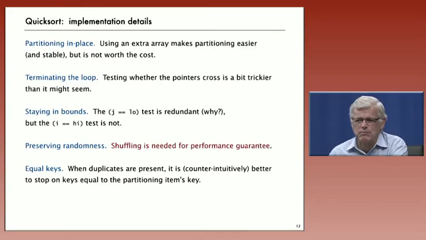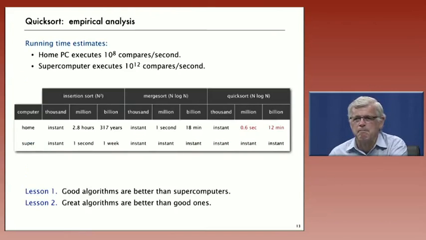But this general purpose implementation stops the pointers on keys equal to the partitioning item's key, and we'll take a look at why that's important in a minute. So now let's look at the running time estimates about why we care about Quicksort versus merge sort. This is extending the table we looked at last time. And you can see over in the right column here, Quicksort is quite a bit faster than merge sort.